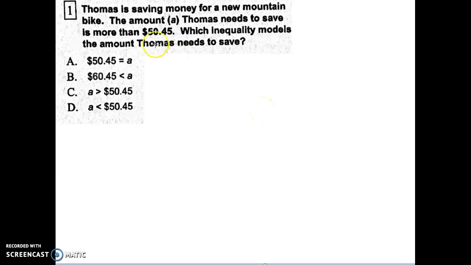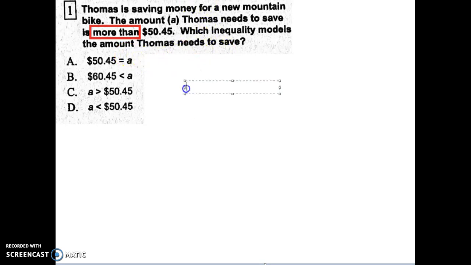This is number one. Thomas is saving money for a new mountain bike. The amount, which we're going to call A, Thomas needs to save is more than 50/45. Our big key word here is more than, right? Which inequality models the amount Thomas needs to save?